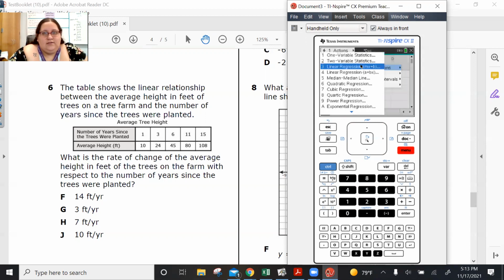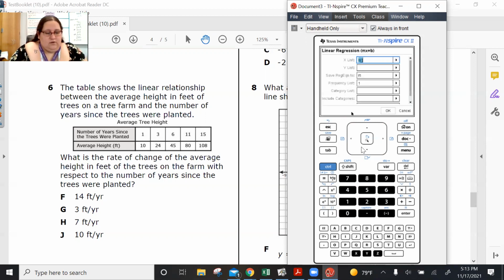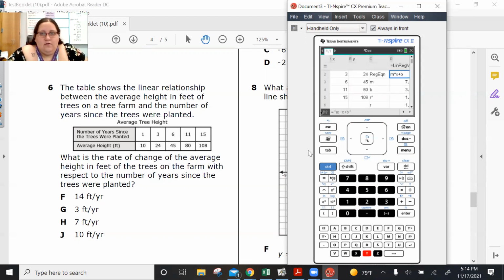For statistics, stat calculation, linear regression, mx plus b, x, y, enter, enter. My slope is my m, my slope is 7. So I go over here and I circle 7. If you're not sure, m is always slope and it's right there.